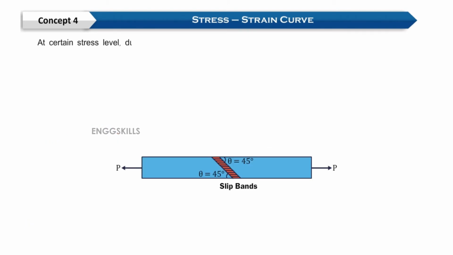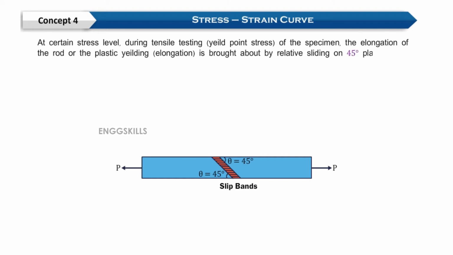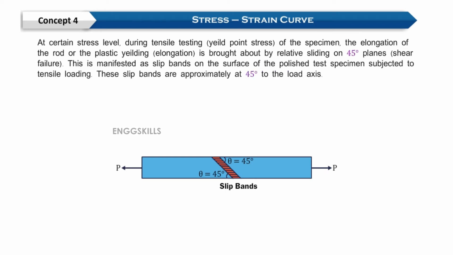At a certain stress level during tensile testing of the specimen, the elongation of the rod, or the plastic yielding, is brought about by relative sliding on 45-degree planes. This is manifested as slip bands on the surface of the polished test specimen subjected to tensile loading. These slip bands are approximately at 45 degrees to the load axis. These are also called Luder's lines.